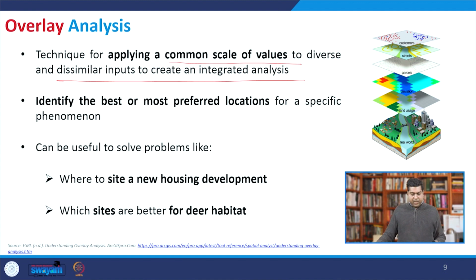This also helps to identify the best or most preferred location for a specific phenomena, because we have considered all of them. Say locating a shopping mall, definitely it should be somewhere where there is no water logging, so it should be away from those kind of water body or river. At the same time it should be located somewhere where there is certain demand or there are certain residential areas. So that is something very important.